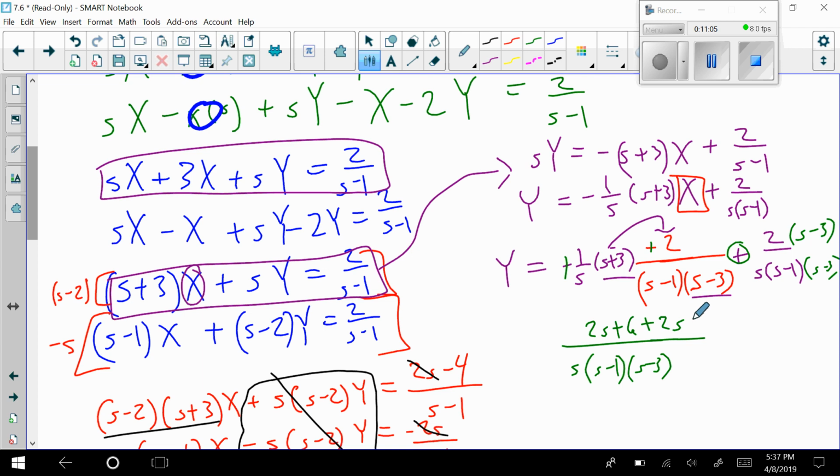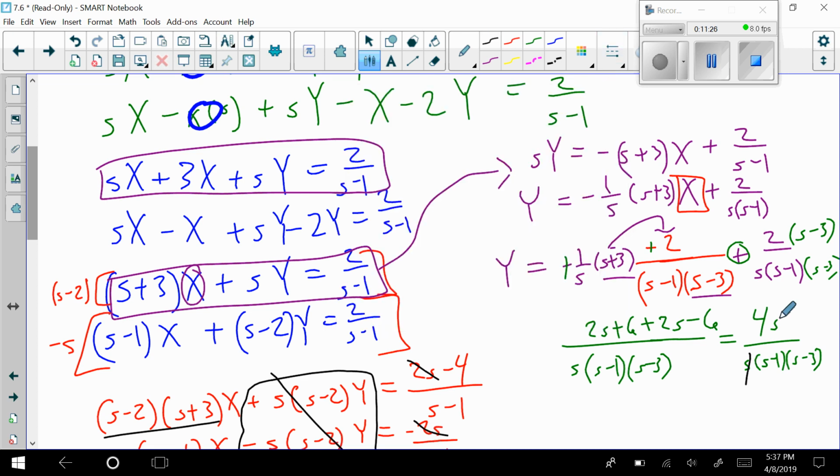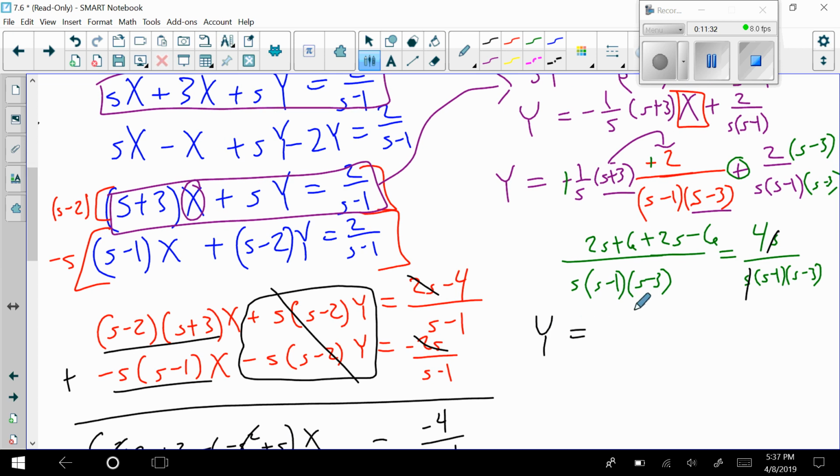2s minus 6, right? Which is super nice, because then this becomes 4s over s times s minus 1, s minus 3. I see that this s and this s go, so I have this thing simplifying. It's y equals 4 over s minus 1, s minus 3, which I can easily break as A over s minus 1 plus B over s minus 3.